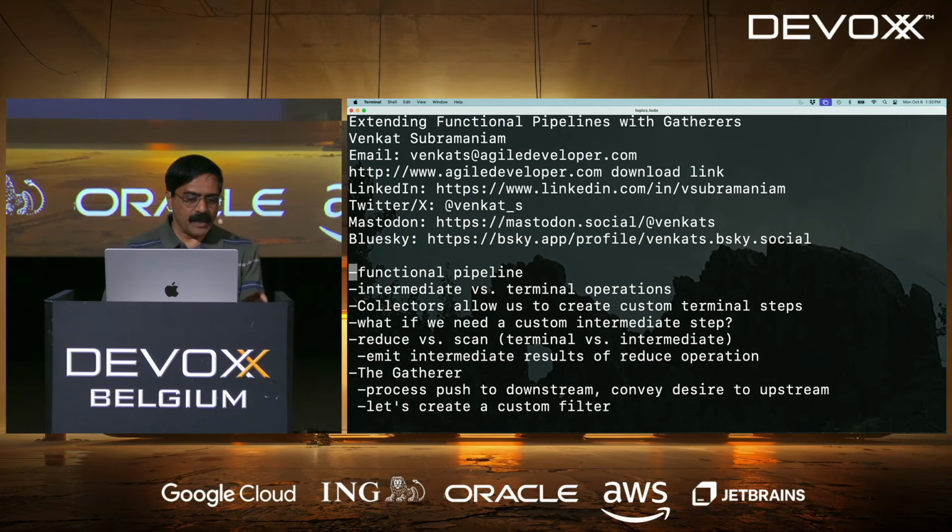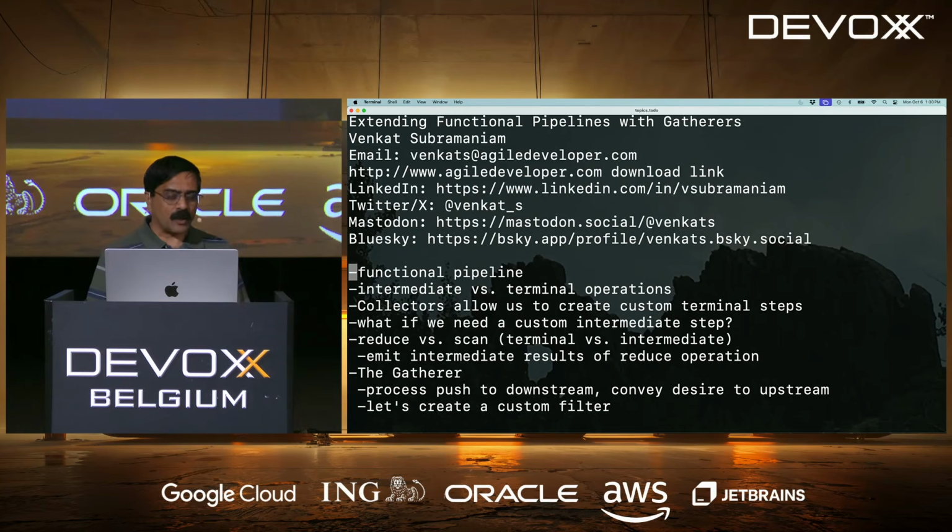We'll talk about intermediate versus terminal operations, so we get the basics really good before we dive into it. And then we'll talk about how we can use this feature to extend those pipelines we already know about, and what are some of the features available as well. So let's get started. We're going to first talk about the pipeline.